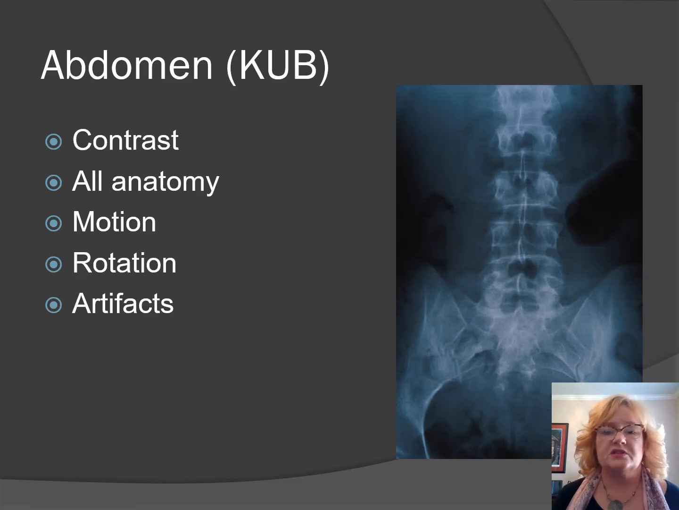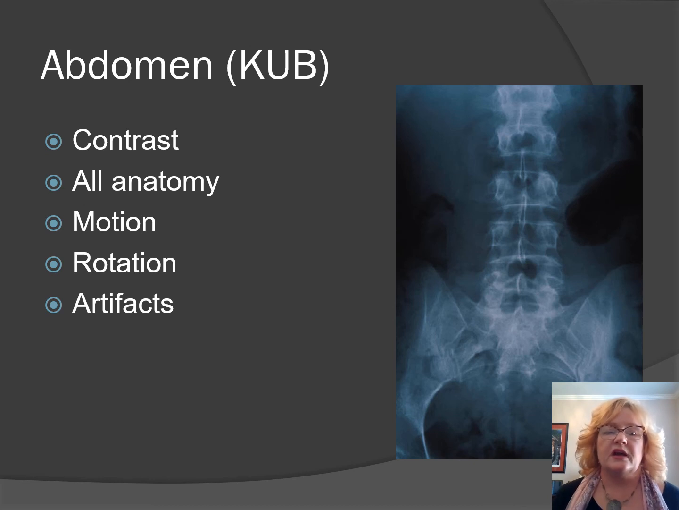Now that we've finished looking at chest X-rays, another common exam that's often ordered is the KUB or abdomen. KUB standing for kidneys, ureter, and bladder. So when we do a KUB, we're going to be looking for an image that has a lot of contrast. We also want to make sure that all the anatomy is included. We want to watch for motion. So we want to, again, have the patient hold their breath, no rotation, and no artifacts.